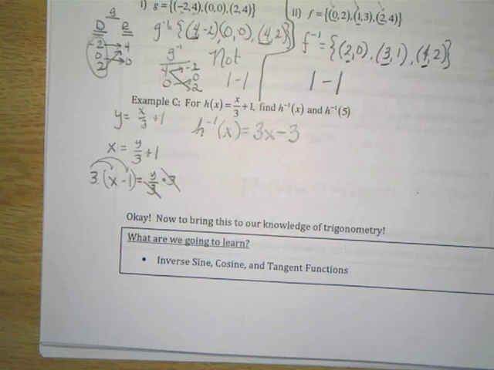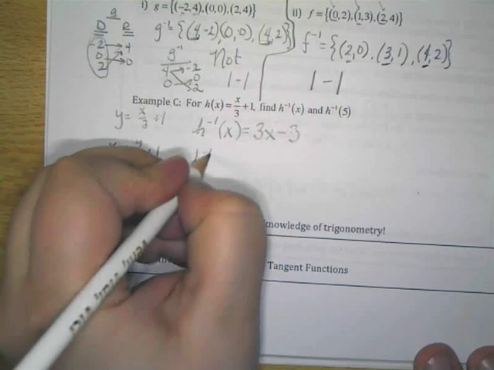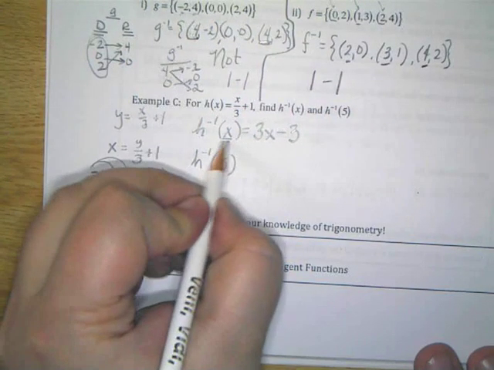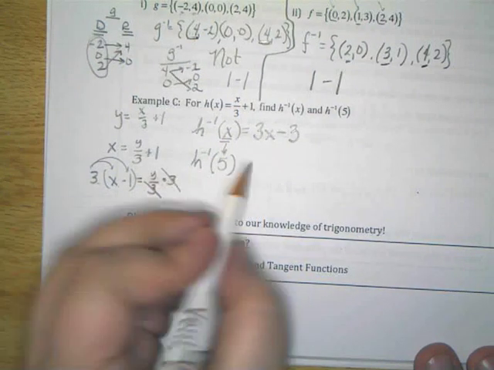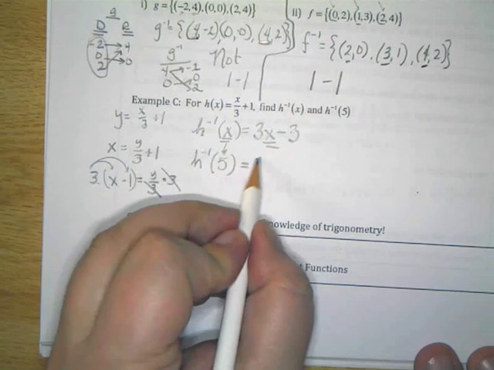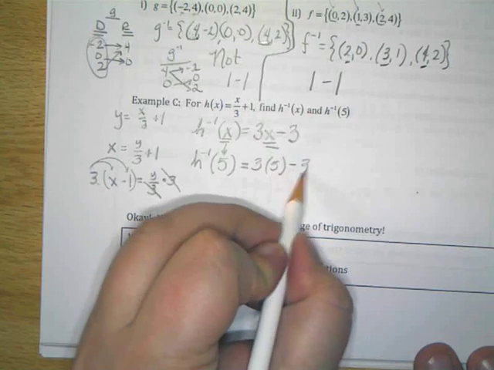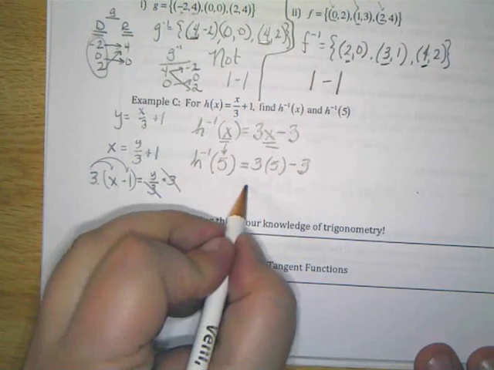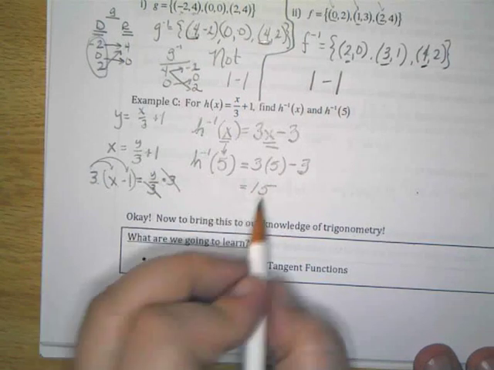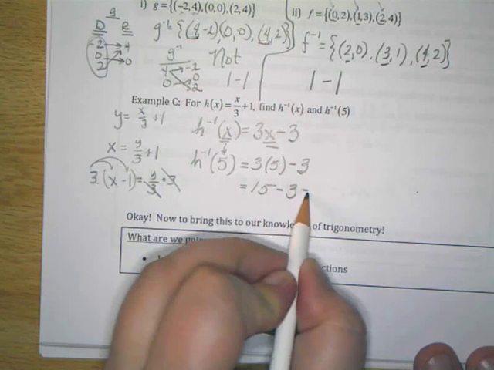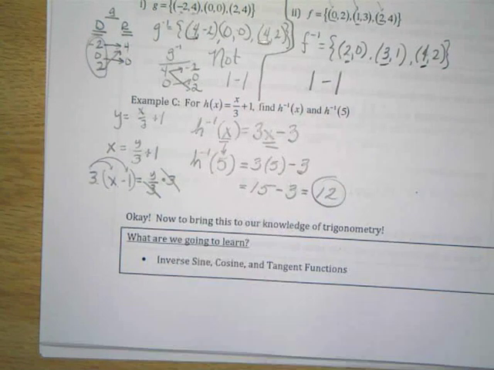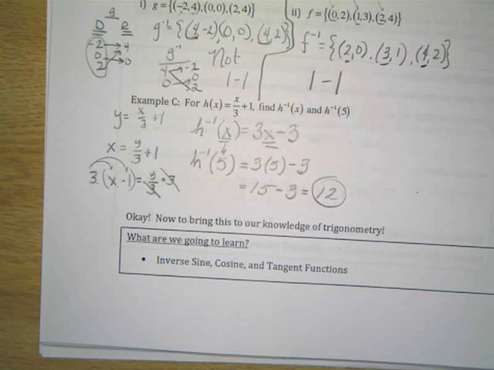So now you're like, well, what is this h inverse of 5? So what did we replace? We replaced the x with a 5. So what are we going to replace this x with? You guessed it, a 5. So 3 times 5? 15. Great. Minus 3, 12. Lovely. Good job. So hopefully the down and dirty there of the inverse functions jogged your memory a little bit. So there you are.